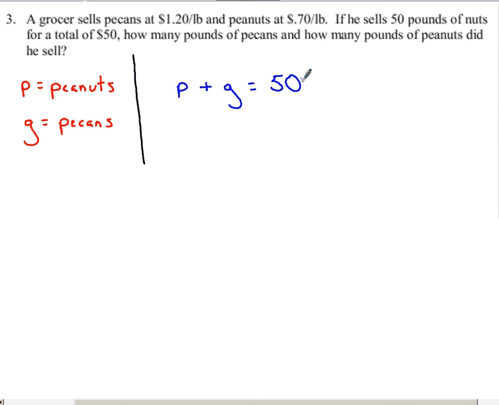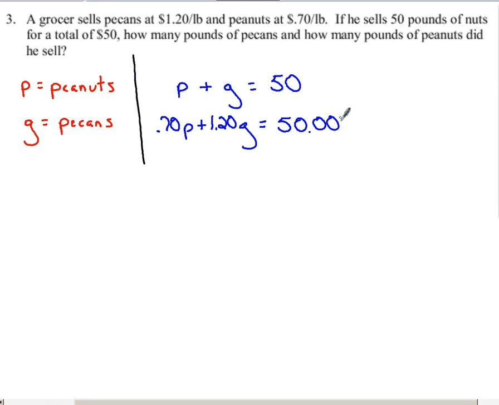Now, we have a total money amount here, right? A total of 50 bucks. And we happen to know per pound what each of these is worth. So for the peanuts, those are 70 cents a pound. Take 0.70, multiply by the peanuts. For the pecans, that's $1.20, so 1.20 times G. That equals 50 bucks, or 50.00 if I throw a decimal in there.